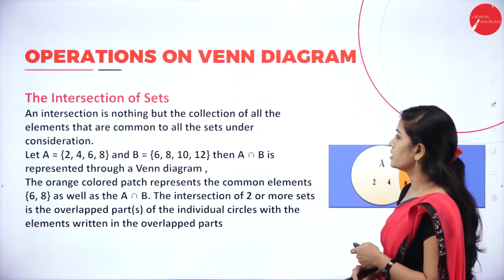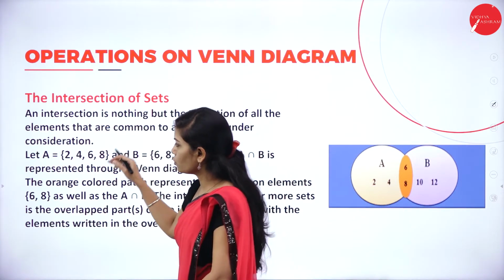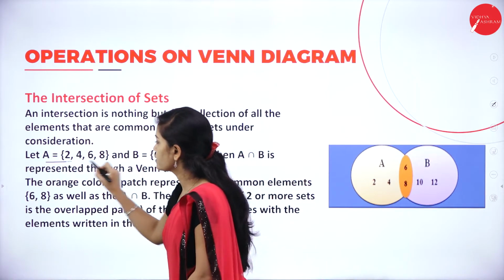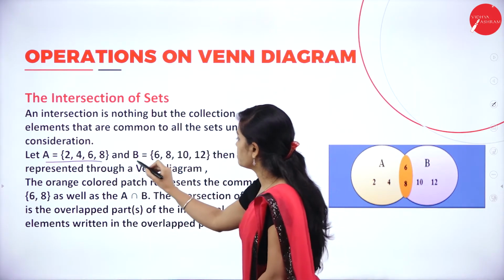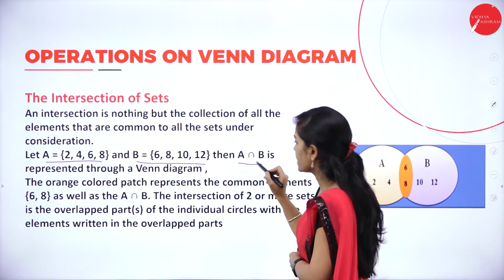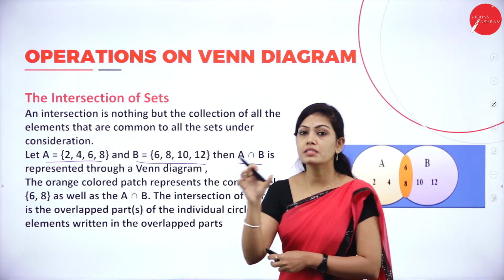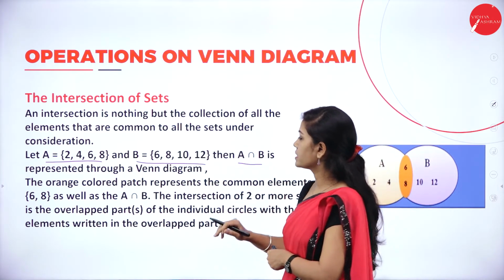So the next topic is the intersection of sets. Here I have 2 sets. Set A is 2, 4, 6, 8 and set B is 6, 8, 10, 12. Then A intersection B is represented through a Venn diagram. So how will you represent A intersection B using a Venn diagram?